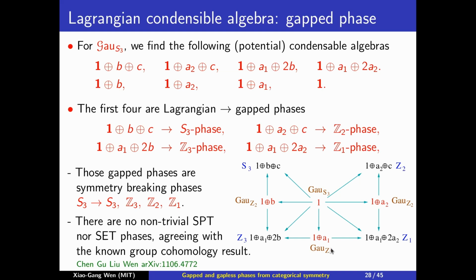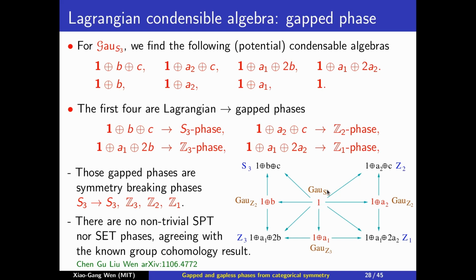And for this Z3, the Z3 to Z1, it's just ordinary Z3 symmetry breaking. And indeed, we find their common condensed algebra is 1 plus A1. If you condense that, this S3 gauge theory will become Z3 gauge theory again, as expected. So this thing works pretty well.